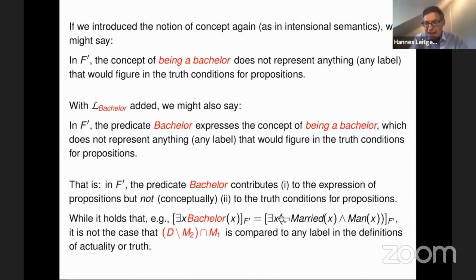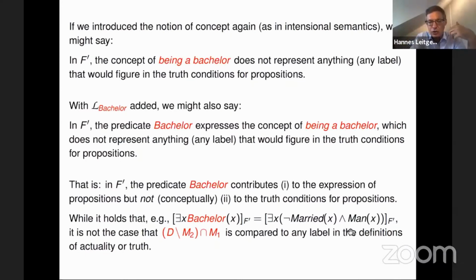It does hold that the proposition expressed by "there is a bachelor" is the proposition expressed by "there is an X such that X is an unmarried man." That's the case. But that doesn't mean that you would have to compare the B component of a world with anything in the labeling structure when determining whether such a proposition is true or not. The only thing that you compare is the M1 and the M2 components, the things that were corresponding to the predicates man and married, and the quantifiers that were ranging over D. Those are the things that mattered, but not the predicate bachelor or the concept of being a bachelor.